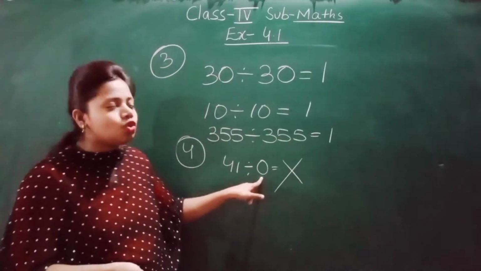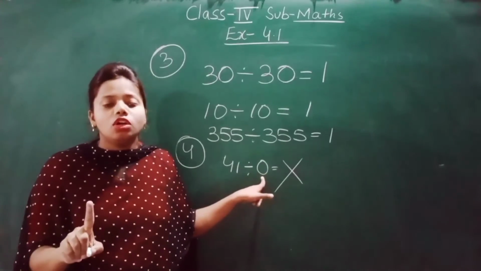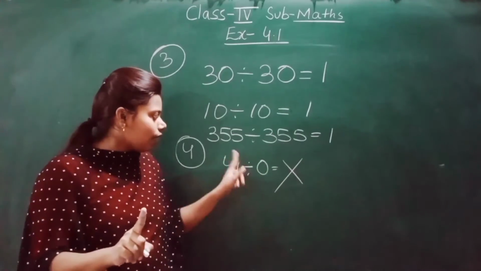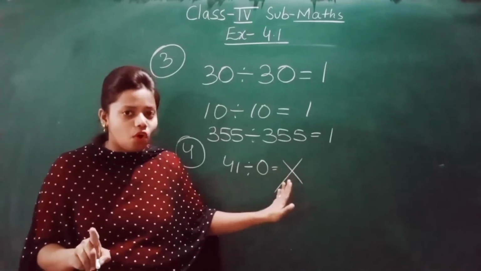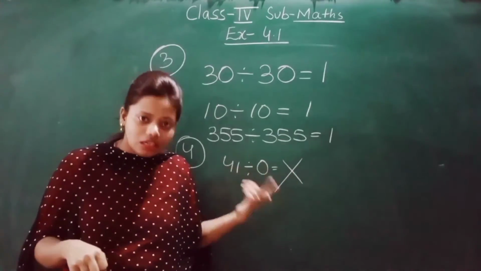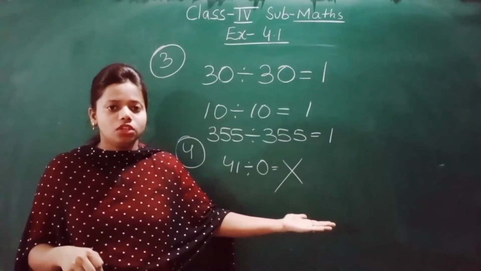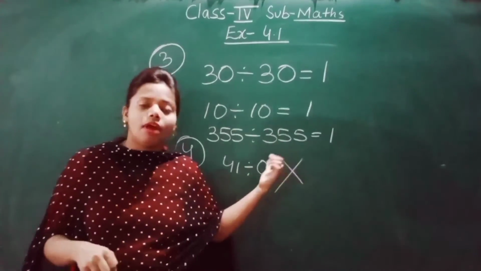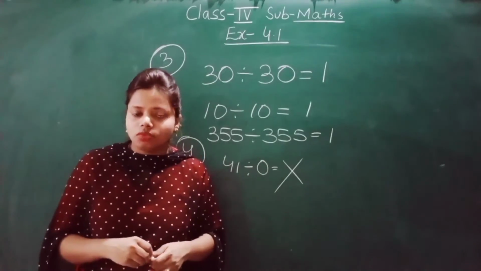0 should not be the divisor. Any number cannot be divided by 0. In this answer, don't write 0, it will be wrong. If 0 is the dividend and any number is the divisor, then the quotient will be 0. But any number cannot be divided by 0. It is not possible. I hope you have understood these 4 properties.